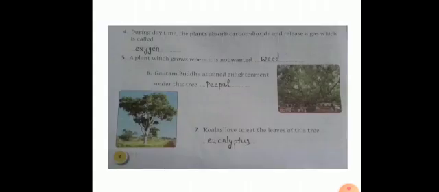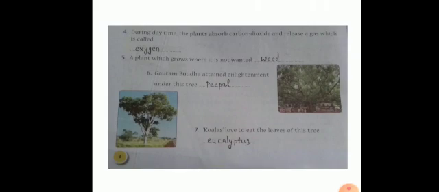See the next one, fifth one. A plant which grows where it is not wanted. What will be the answer here? Weed. Now, weed is a wild plant that is not wanted in a garden because it prevents other plants from growing properly.